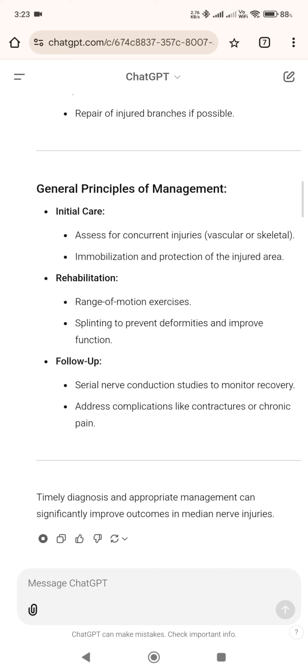Timely diagnosis and appropriate management can significantly improve outcomes in median nerve injuries.